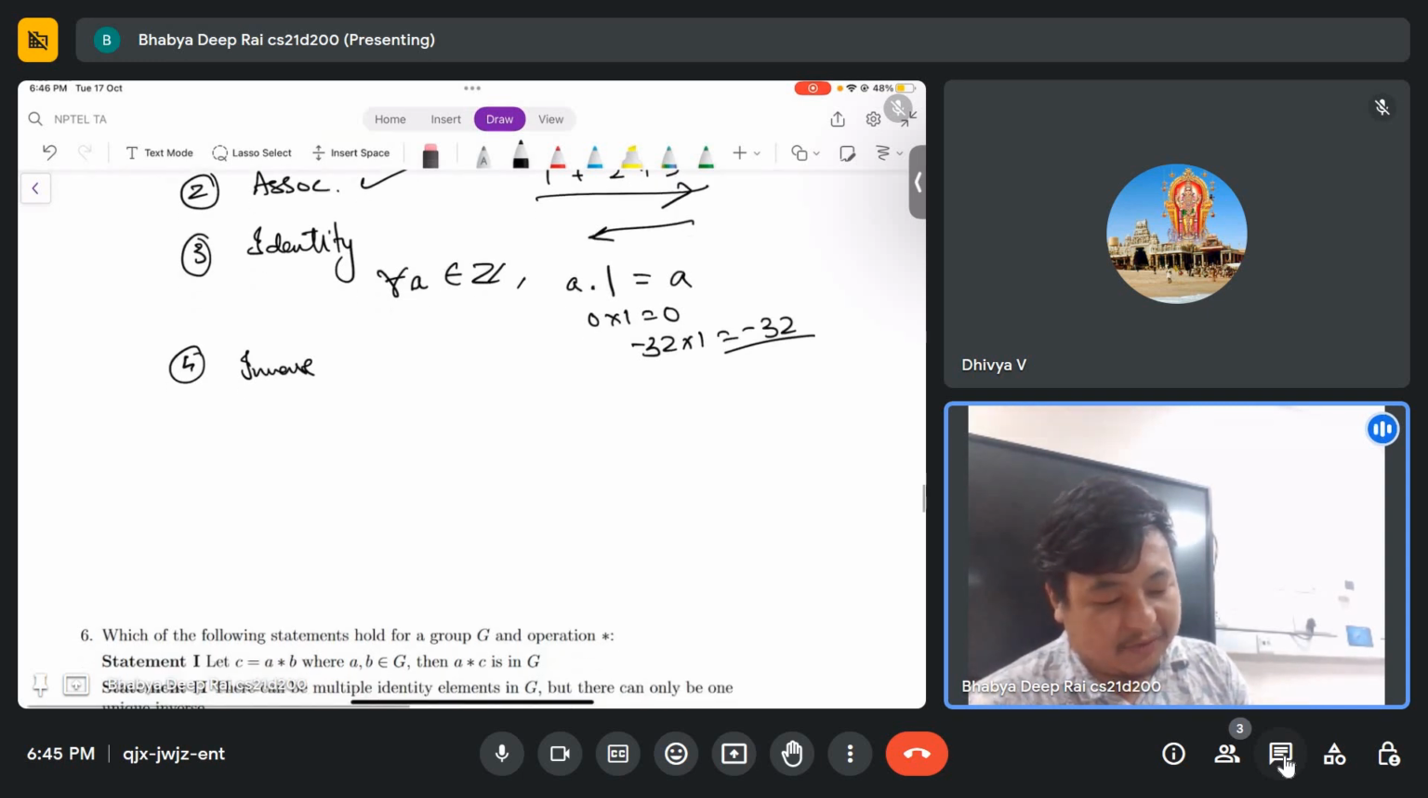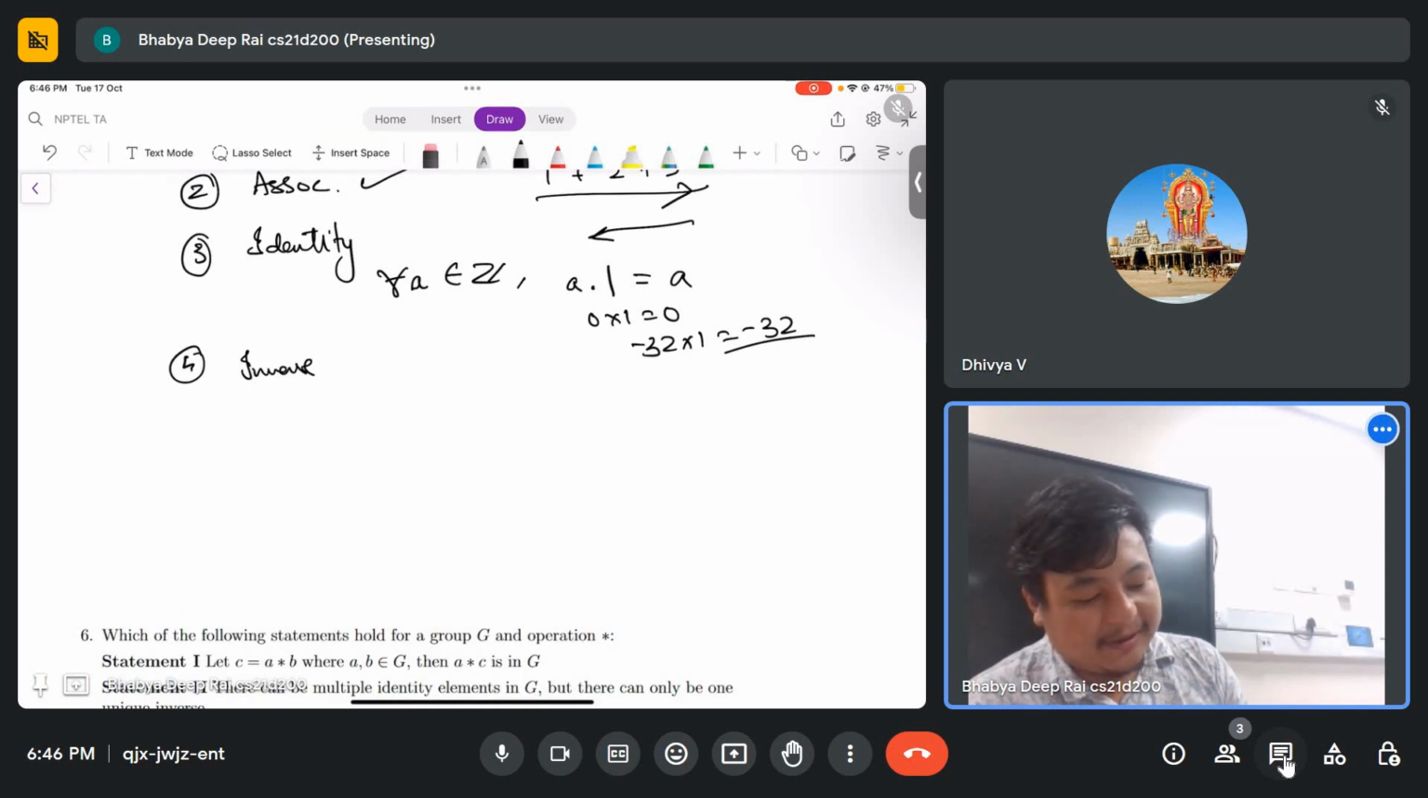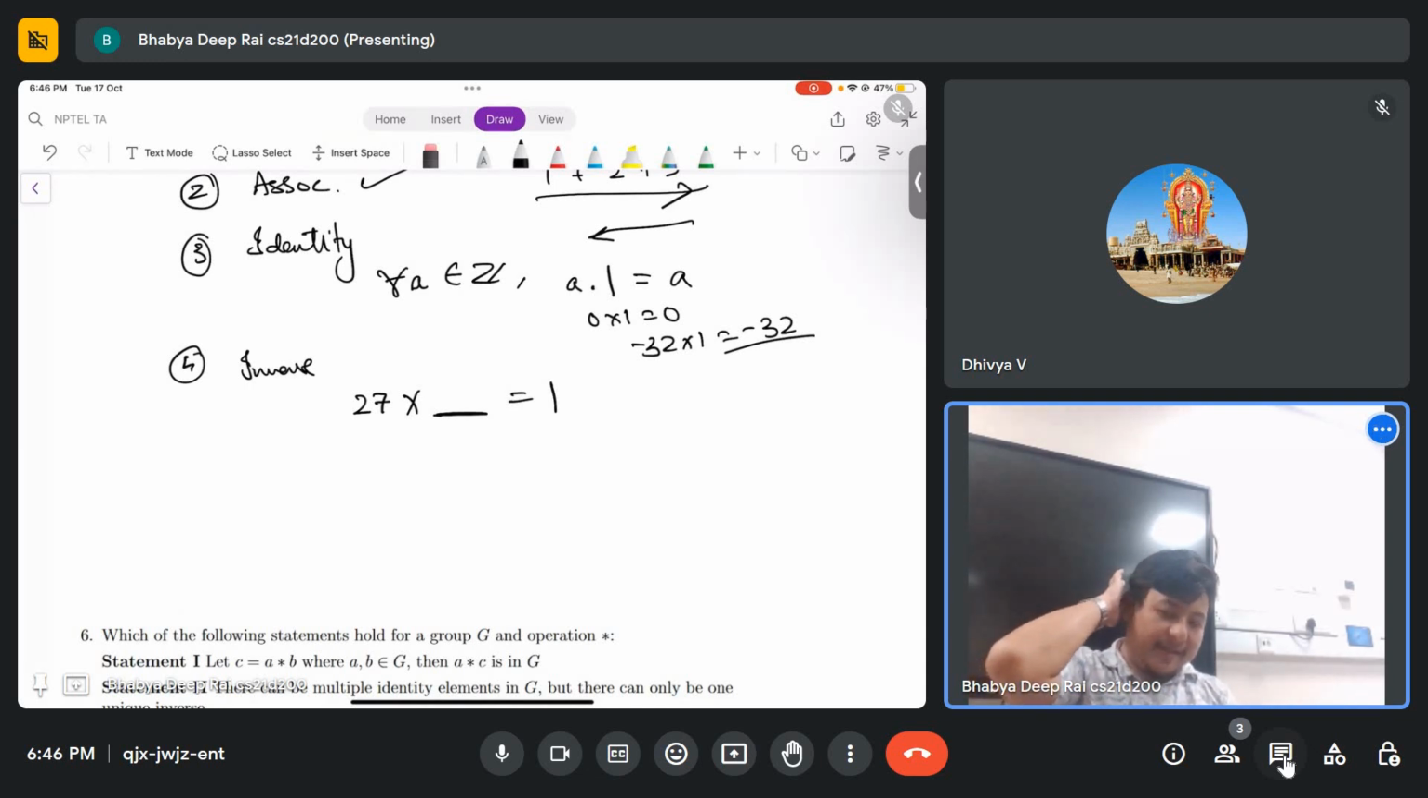Inverse: is it true that there exists an inverse for all integers? This is tricky. Why? Take any integer, let's say 27. 27 times something gives me 1. This is the question, right? This is the inverse. What should sit here so that it will give me 1?